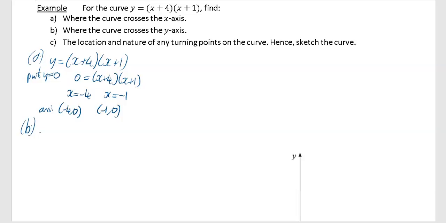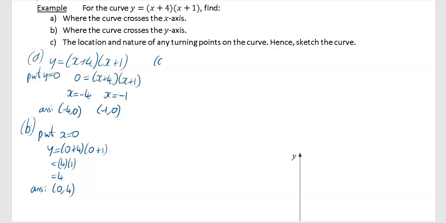Part B says find where the curve crosses the y-axis. To find where it crosses the y-axis, just put x equal to 0. So your y becomes (0 + 4)(0 + 1), which is just 4 times 1, which is equal to 4. So your answer for this part is (0, 4). So you've got three points. To be honest, you could draw a pretty good sketch at this stage, but we're going to do a wee bit more digging here.